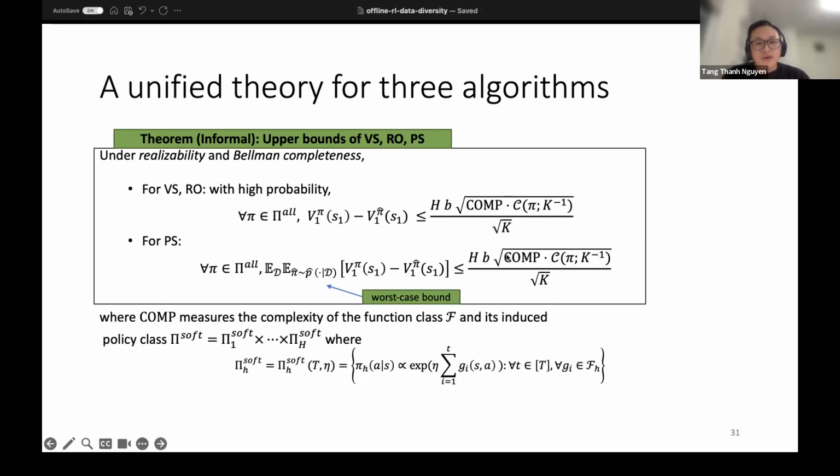In the sub-optimality. Here is the bound. Basically, they scale with the standard rate 1 over square root of k, where k is the number of episodes in the offline data, along with model complexity, h is the horizon of the MDP, and c_pi k minus 1 is our data diversity. One note is that in the posterior sampling case, the bound is a worst case bound. It's not a Bayesian bound, so it's stronger than the Bayesian bound.